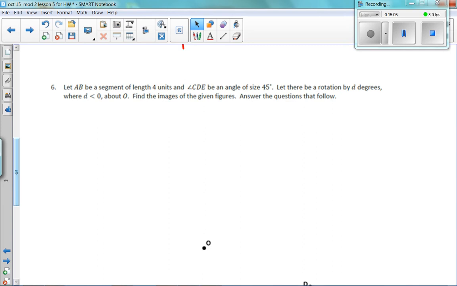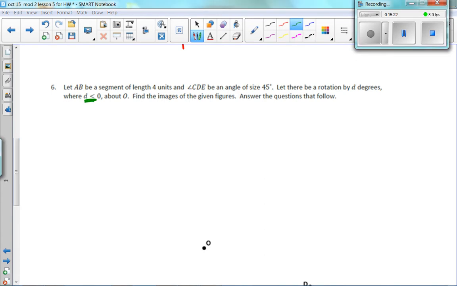Number 6 says, let AB be a segment of length 4 units and angle CD be an angle of size 45 degrees. Let there be a rotation by D degrees where D is less than 0 about O. Find the images of the given figures and answer the questions that follow. So you want to make sure for this that you are rotating in a clockwise direction because the angle measure D, the degrees, is less than 0. So you're going to the right. So you're going to draw a segment. We'll call it AB as it says to.